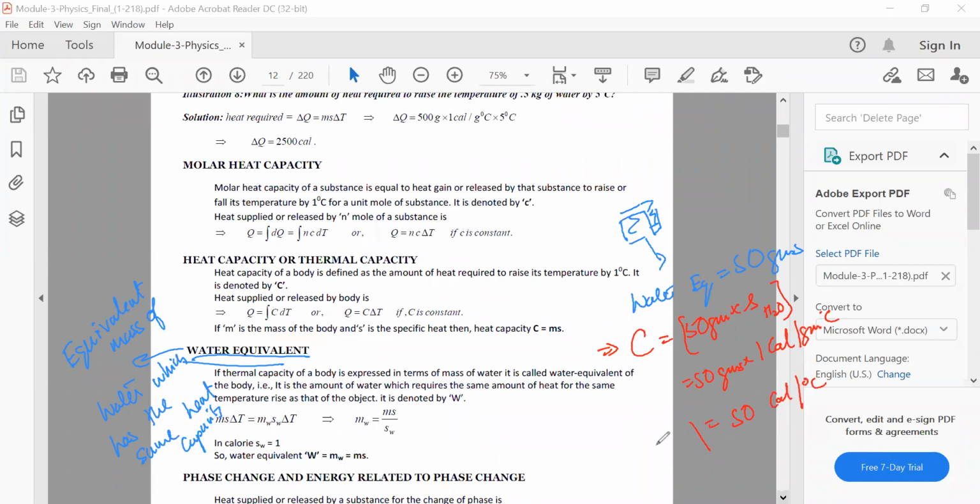So it means that for that metallic object, in order to heat it by 1 degree C, we need to supply a heat of 50 calories, or 50 into 4.2 joules per Kelvin. You can say that much. So this is the meaning of water equivalent. If the water equivalent is X number of grams, then the heat capacity is that X number of grams into the specific heat capacity of water.